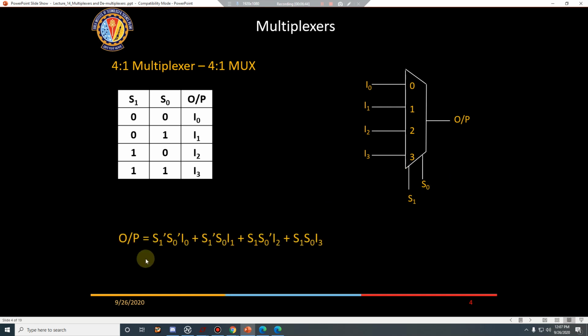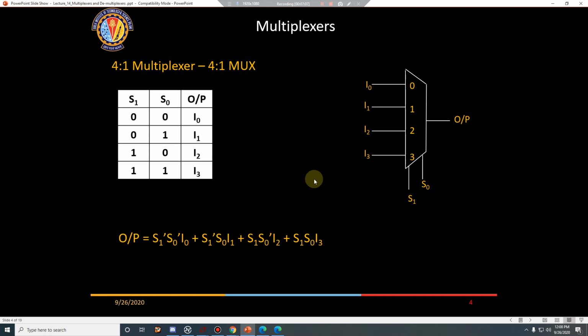So this is the characteristic equation. If you see S1 dash S0 dash, you have I0. Similarly you can make all the terms for the 4 different combinations, I1, I2, I3. When S1 and S0 are both 1, then I3 is getting to the output. So this is how a 4 into 1 mux operates.